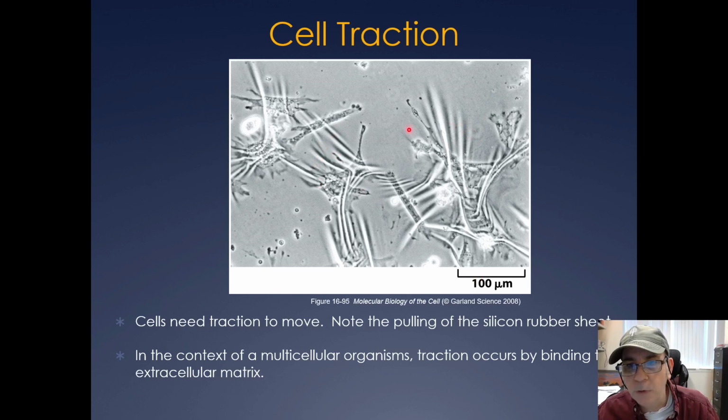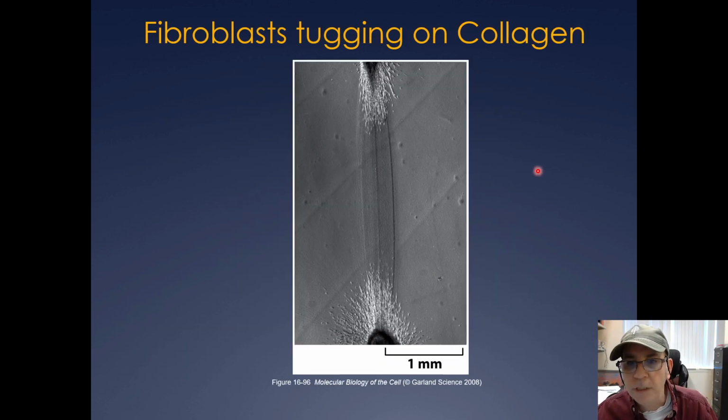In the case of cells in a multicellular organism like a mammal, our cells bind to other cells and also to the extracellular matrix. One of the proteins in the extracellular matrix is collagen, and you can see these two fibroblasts, one on the top and one on the bottom, pulling this collagen fragment, which creates a little bit of tension there.